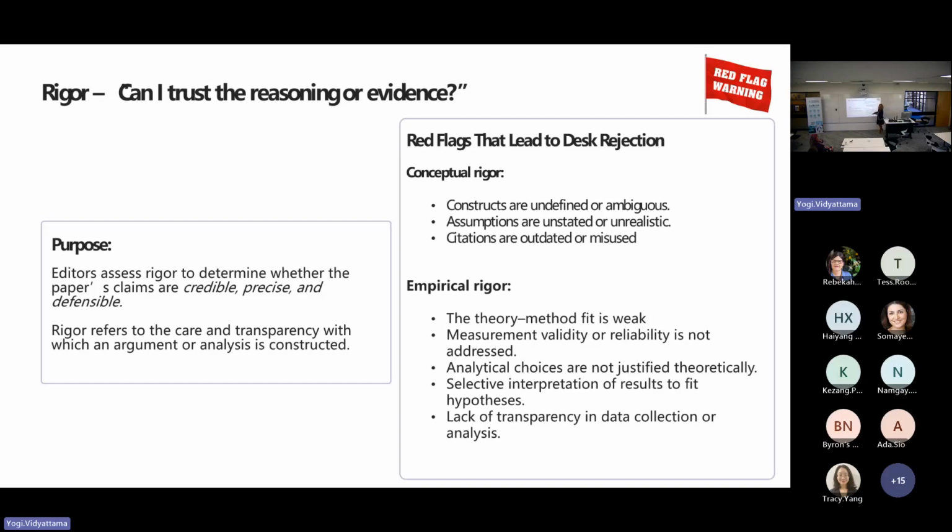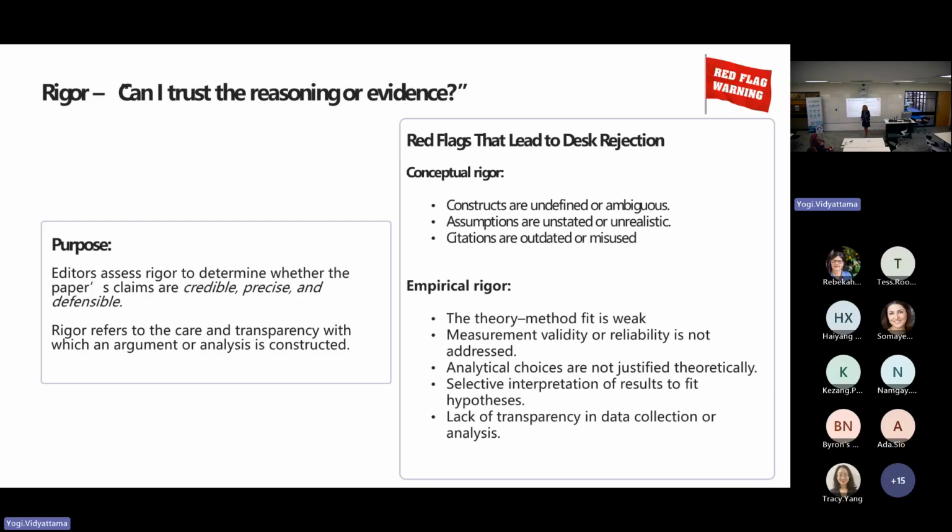If we're talking about conceptual rigor, the constructs have to be clear, well communicated, and not ambiguous. You're not using outdated citations; you're up to speed with what's going on in the literature. That's why, even when I started this talk, I wanted to include the latest papers on this. And hopefully we're doing the same when we're writing our papers.